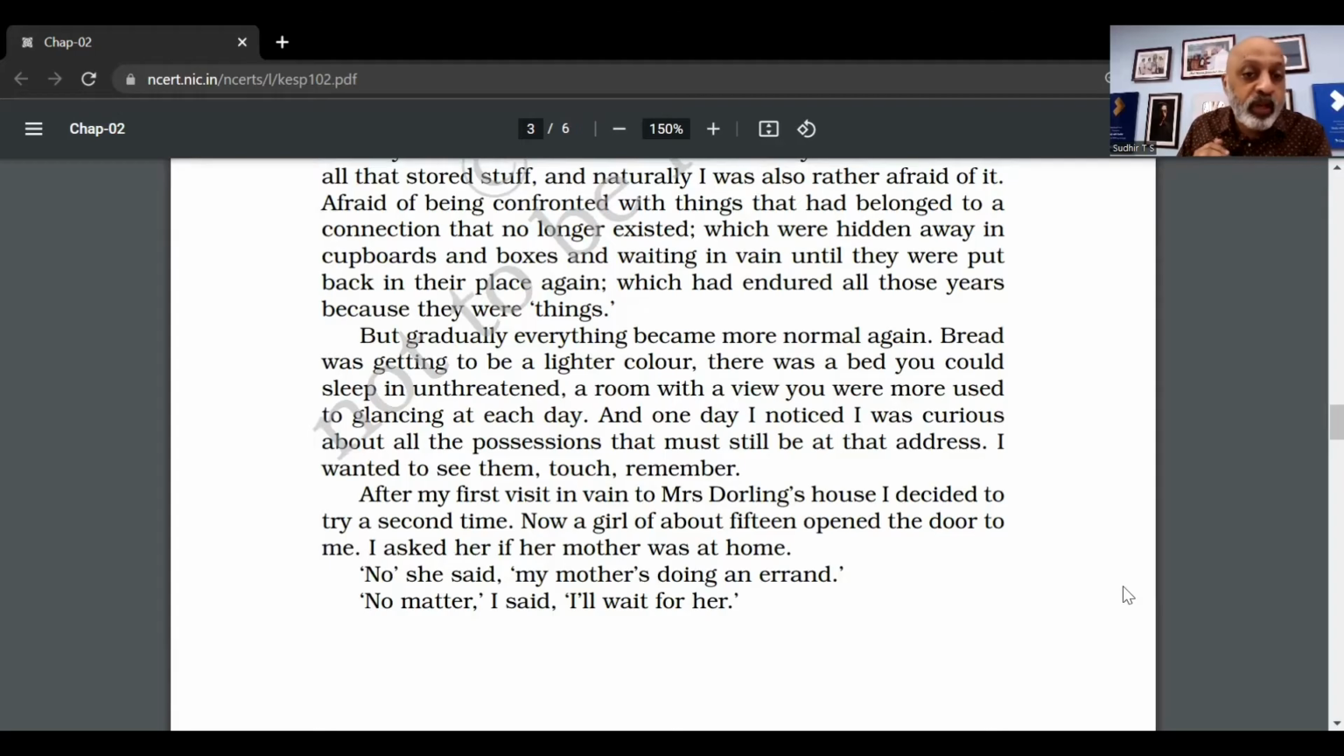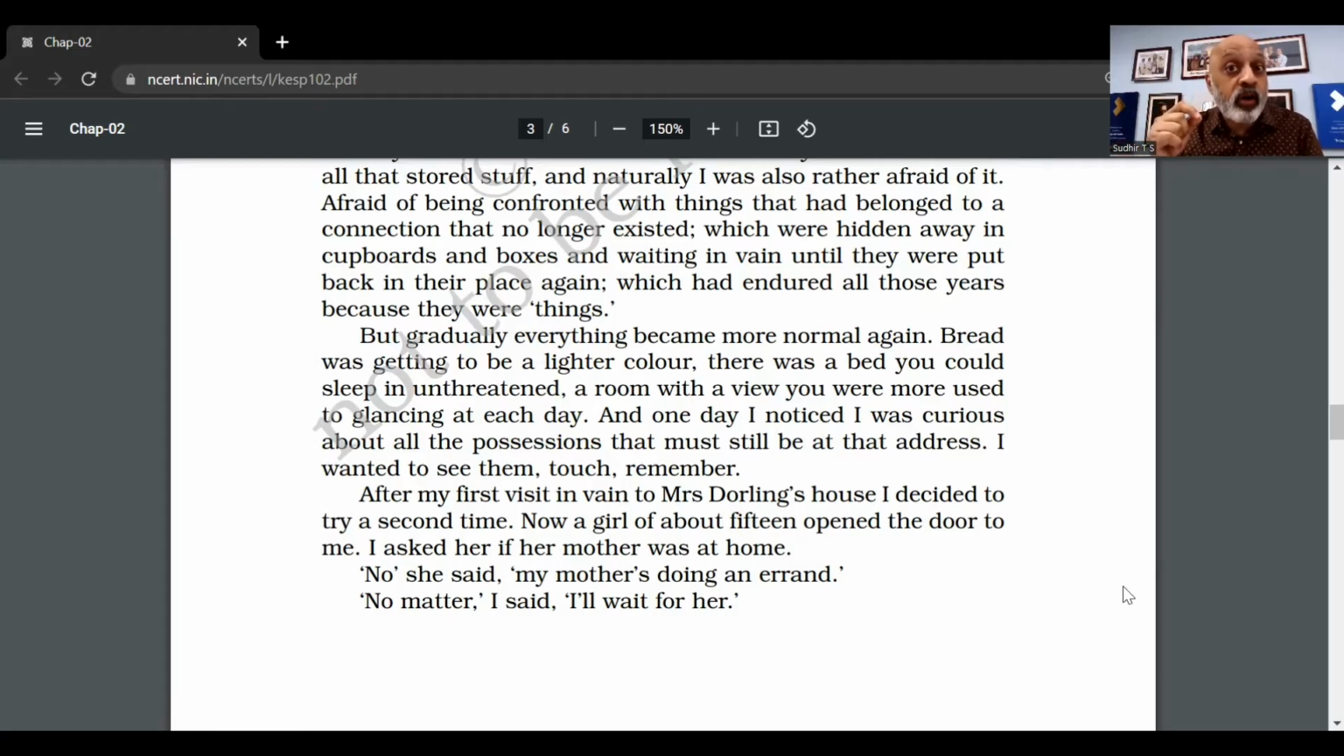Bread was getting to be a lighter color. There was a bed you could sleep in unthreatened. That is, the war had come to an end. A room with a view you were more used to glancing at each day. And one day I noticed I was curious about all the possessions that must still be at that address. So now she thinks that now that things are getting back to normal after the war, let me get back to those things which belong to my family. I wanted to see them, touch, remember.